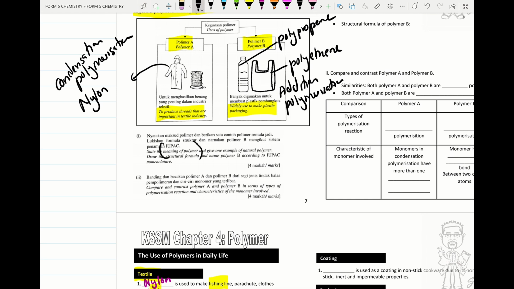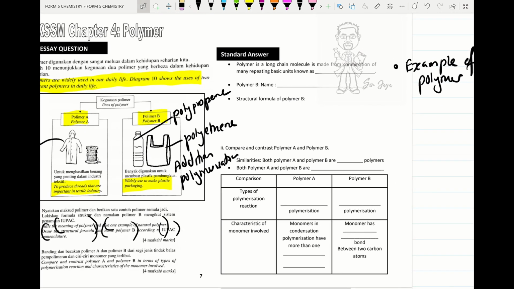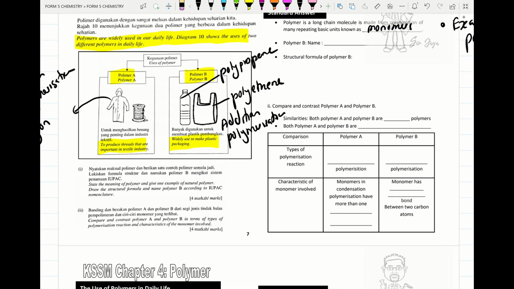All right, so we try to check the question. They want the meaning of polymer, one example of natural polymer, and the structural formula and name of polymer B according to the IUPAC system. So we try to do the answer. Polymer is a long chain molecule made from a combination of many repeating basic units known as monomers.